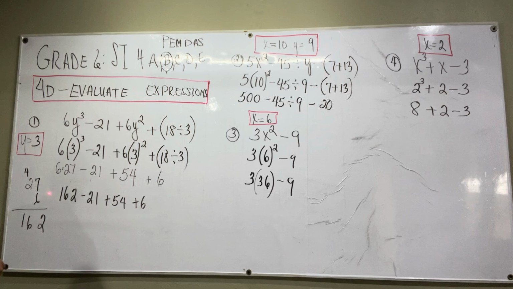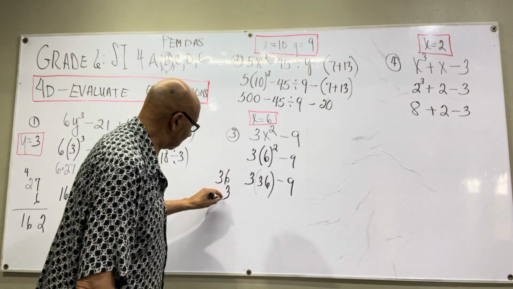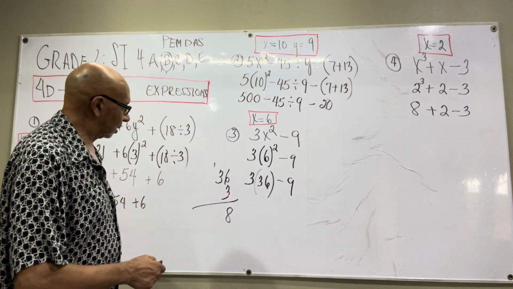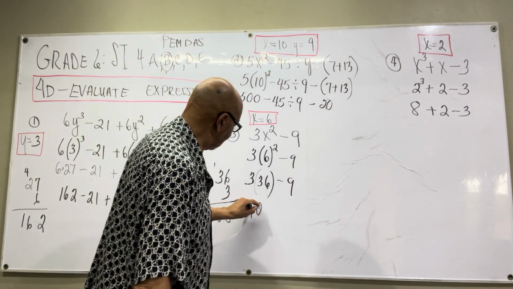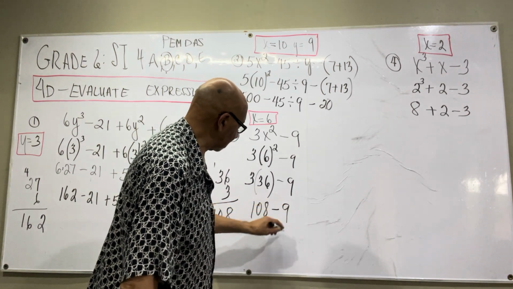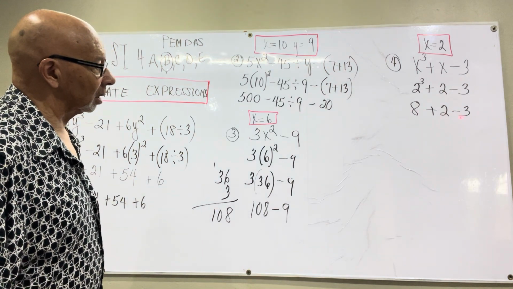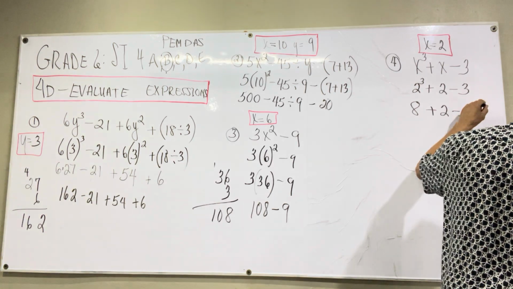That's where I am. So now I just have straight subtraction, addition, go from left to right. 3 times 36. So 36 times 3. 3 times 6 is 18, carry 1. 3 times 3 is 9, and 1 is 10. 108 minus 9. So I can easily do that. 8 plus 2 is 10, minus 3 is 7. So I can see this is going to be 7.